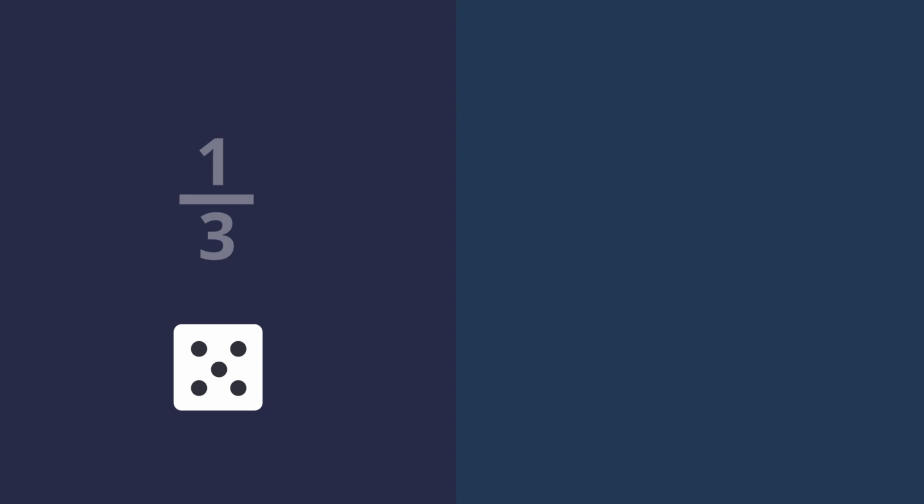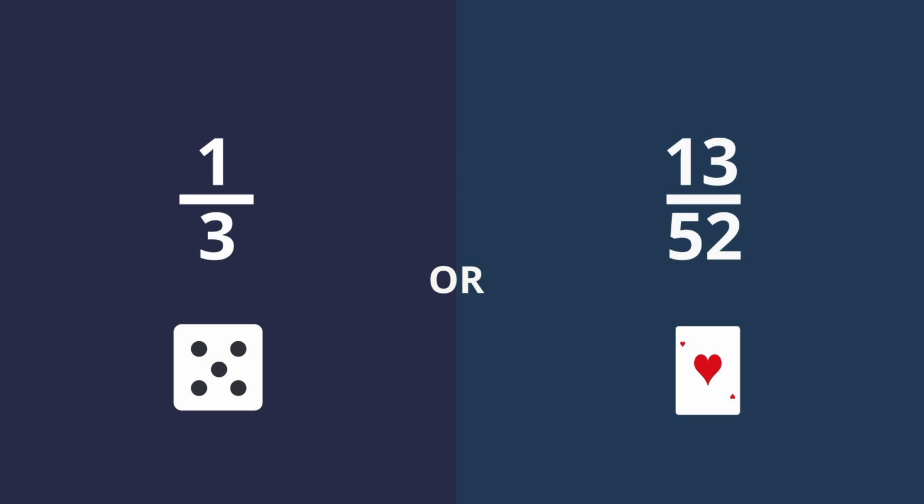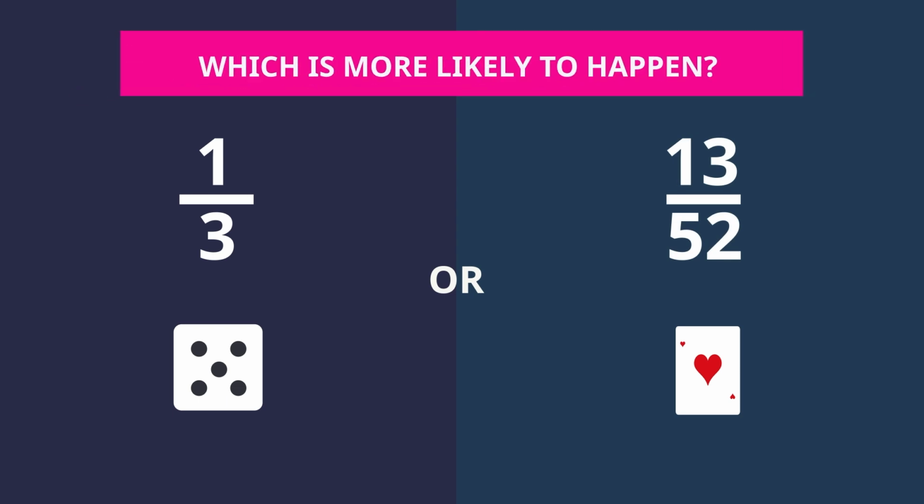Now it's your turn. The probability of rolling a number greater than 4 on a die is 1/3. The probability of drawing a heart from a deck of cards is 13/52. Which is more likely, or has the higher probability? Pause the video, calculate, and compare. Let's see how you did.